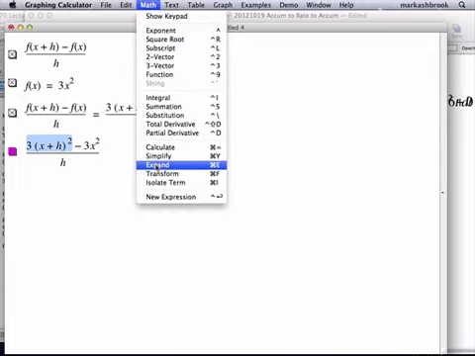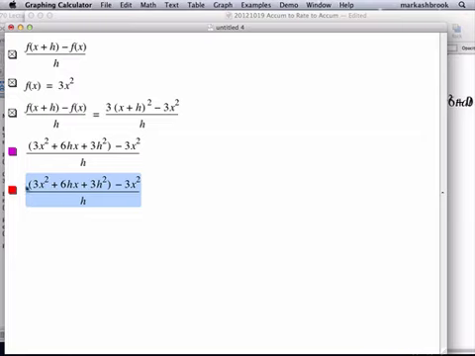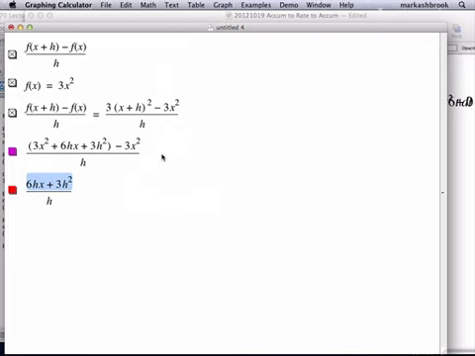Can't you pull a 3 out? Okay, so you want to pull 3 out? But it won't pull it out of this, so I'm just going to leave it as it is. So we expanded that first part, and now what's going to simplify here? You've got a plus 3x squared and a minus 3x squared. So if I simplify, that's going to go away.